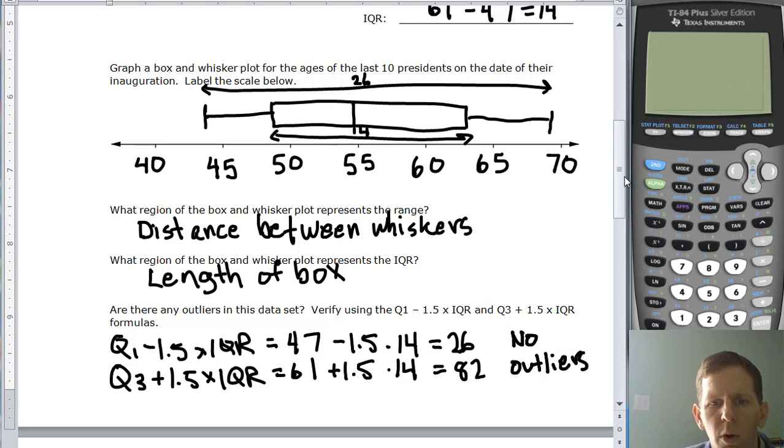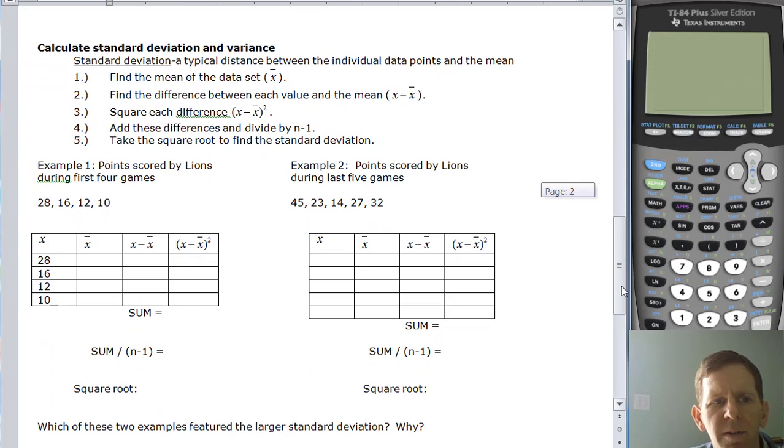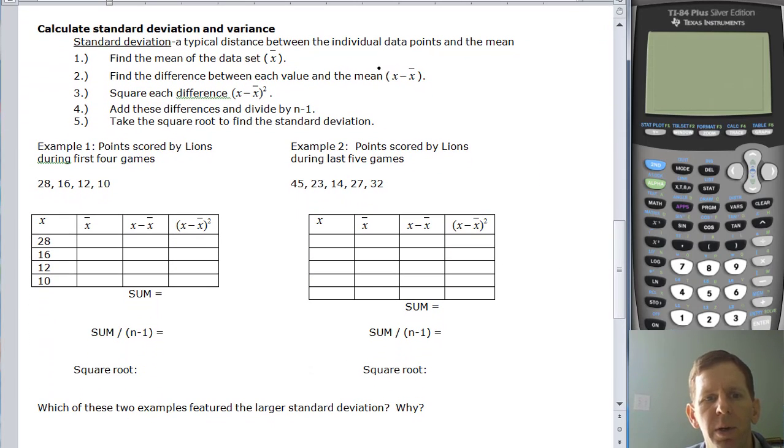So let's look at one more measure of spread today called standard deviation. Standard deviation is a typical distance between the individual data points and the mean. So we're going to look at the standard deviation of a couple of different data sets.